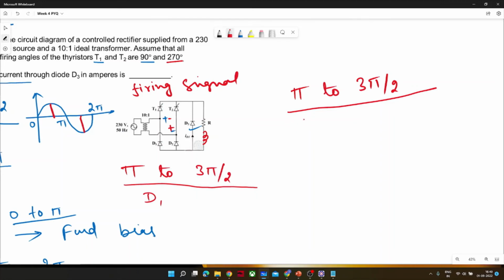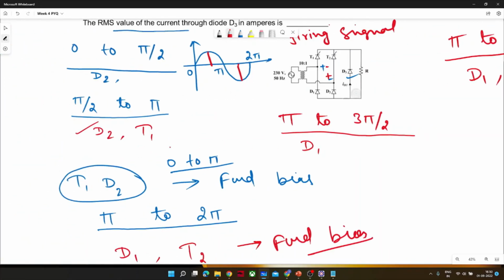So from pi to 3 pi by 2, since no energy element, no inductor is there, and the property of a resistor is that until it is getting supply, it will conduct. Otherwise, it will not conduct. So here D2 was off. Now D1 would conduct for sure, and D2 would be off. So ideally for this period, D3 should conduct here also or here also, where I did not write anything. D3 should conduct and not D2.